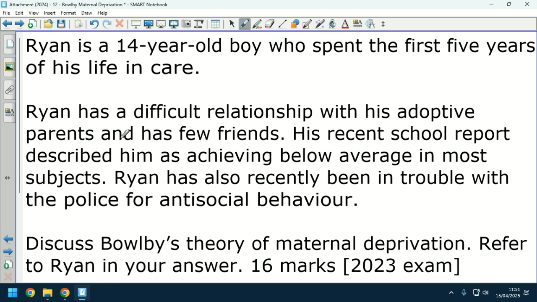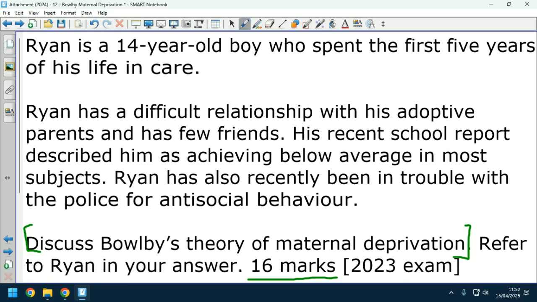We see that it's worth 16 marks, so it's a full essay for us. It says discuss Bowlby's theory of maternal deprivation, so we have a large chunk of both knowledge and evaluation there. Okay, but then we also have to refer to Ryan. And so what I would focus on is talking about what Bowlby's theory is, and then we'll apply it potentially to Ryan.